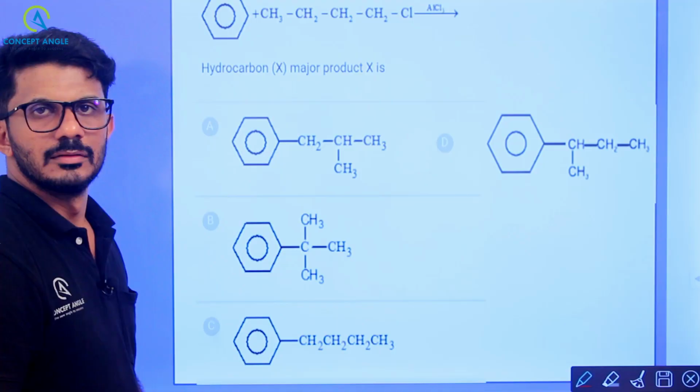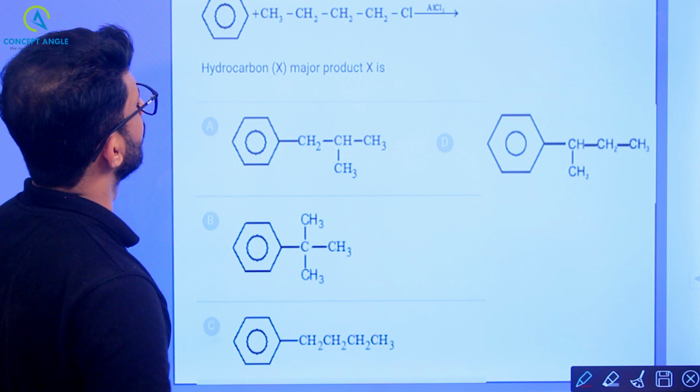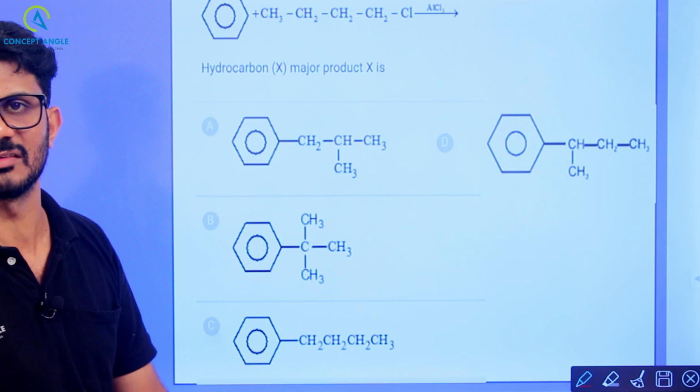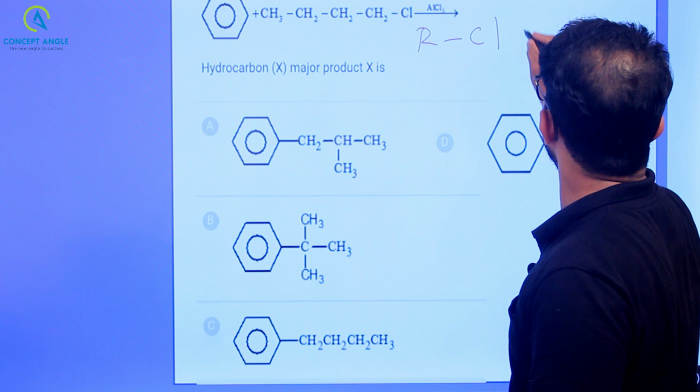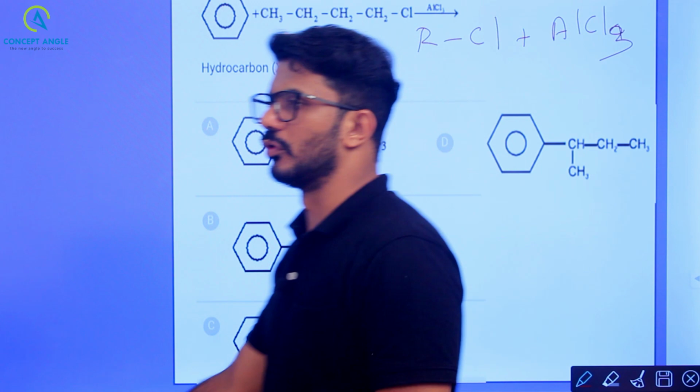Benzene reacted with a haloalkane in the presence of aluminium chloride, a Lewis acid catalyst, to form a product X. What is X? Okay, so in the presence of a Lewis acid catalyst, what is happening to a haloalkane? When you take a haloalkane, RCl, with aluminium chloride, which is an electron deficient molecule that is eager for the negatively charged ion or electron.